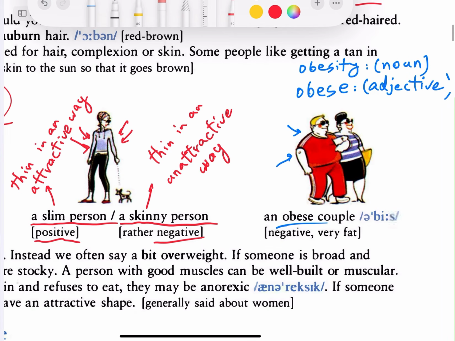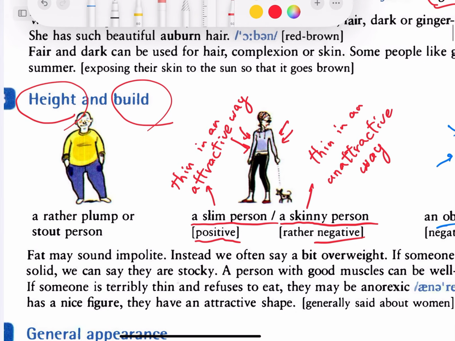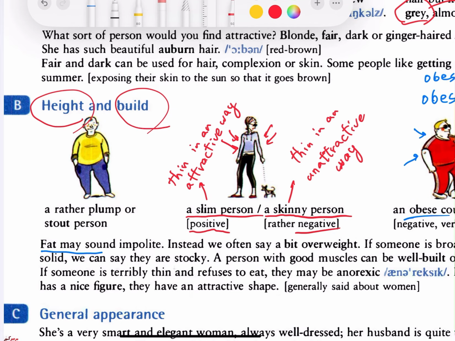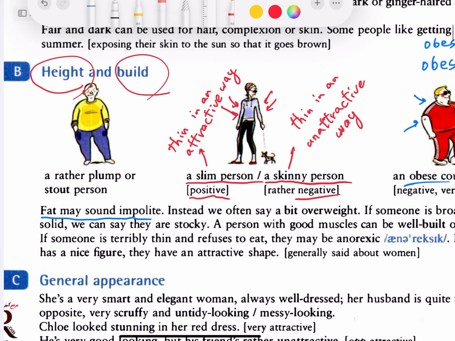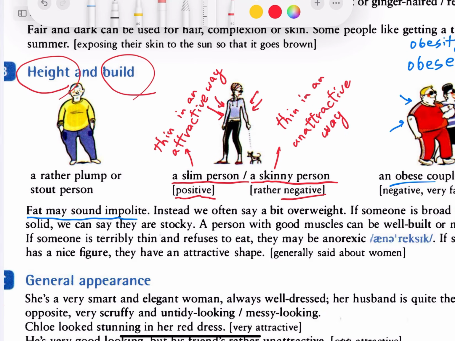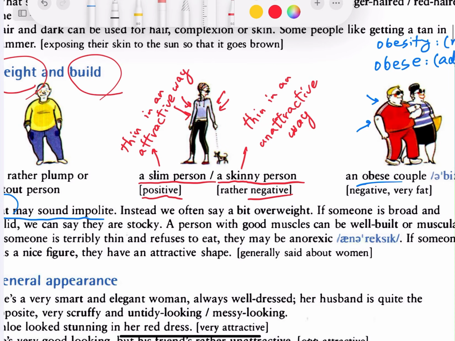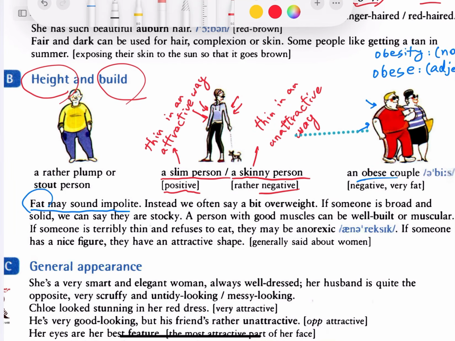Here there's a tip. Fat may sound impolite. It means that we should not call people fat. Fat is not a polite word. It's a very sensitive word. It can hurt other people's feelings. So please do not use fat for people. When we want to describe someone's weight, we can say that person is a bit overweight. It's more considerate, more polite.